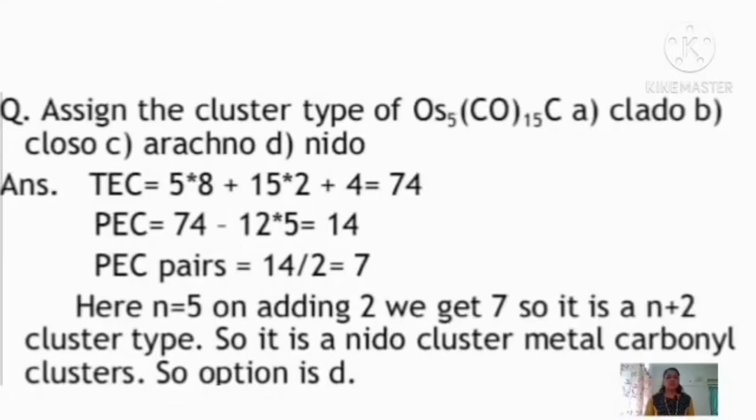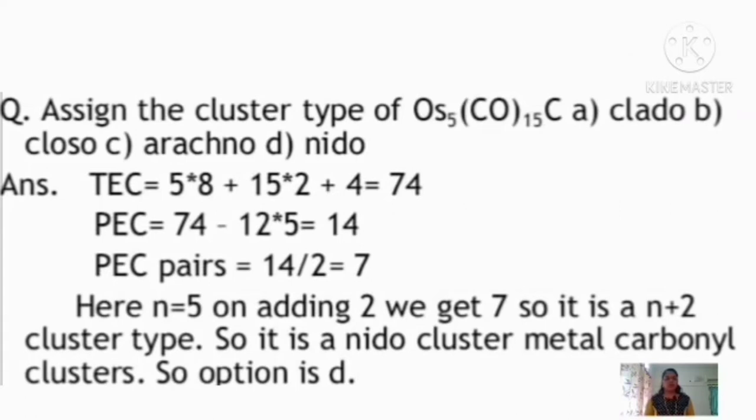So let us move to the next question, that is, assign the structure of Os5(CO)15C. Options are given: A option is clado, B option is closo, C option is arachno, and D option is nido.